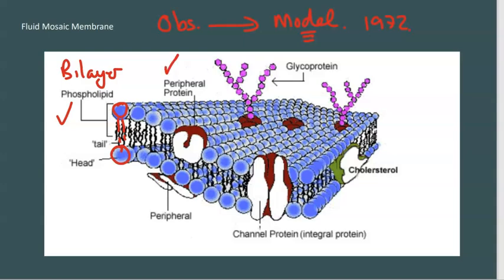We have our peripheral proteins, we have our glycoproteins, and we have our channel proteins. We could have added another protein which would have been for active transport, but that would have been a different version of the channel protein. So remember, these can be for facilitated diffusion or for active transport.